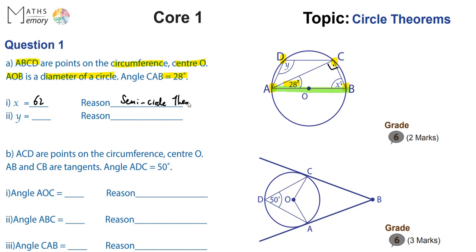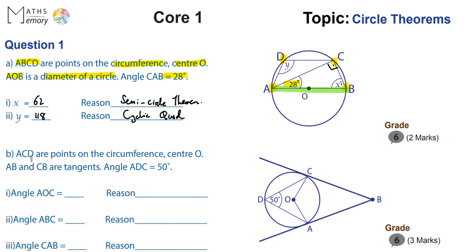Again, you elaborate on that, obviously. Now Y is D over here. Y and X add up to 180 degrees, because of the cyclic quadrilateral. So X plus Y equals 180. We just said from part 1 of that, it's 62. 180 take away 62 would be the answer for this. So this would be 118. And we'll write there cyclic quad for short.